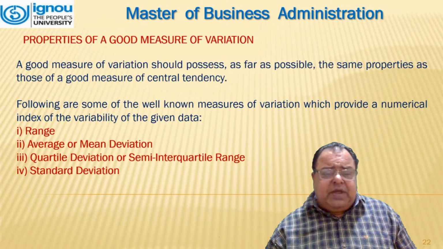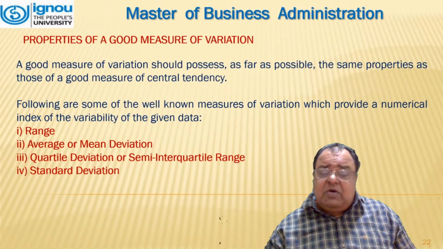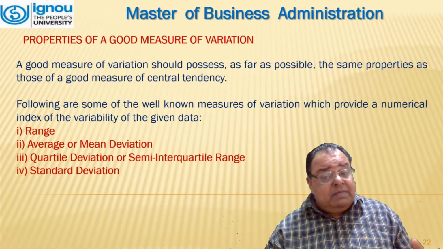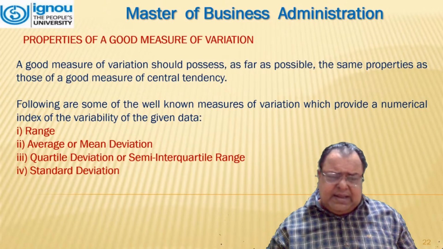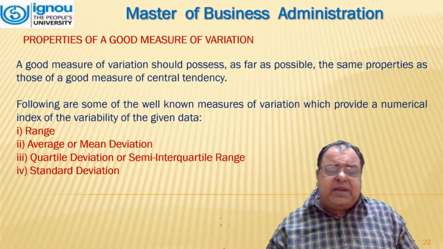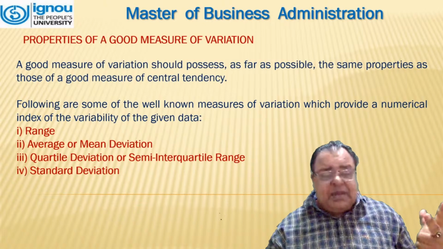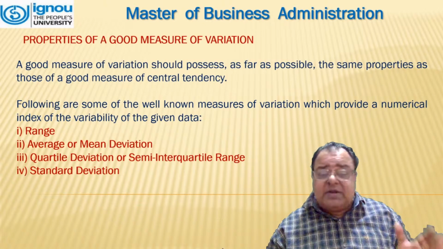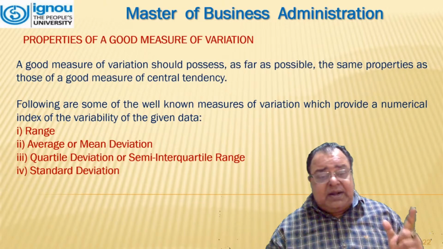A good measure of variation should possess, as far as possible, the same properties as those of a good measure of central tendency. Following are some of the well-known measures of variation which provide a numerical index of the variability of the given data. And these four are: range, average or mean deviation, third one is quartile deviation or semi-interquartile range, and the fourth one is standard deviation.